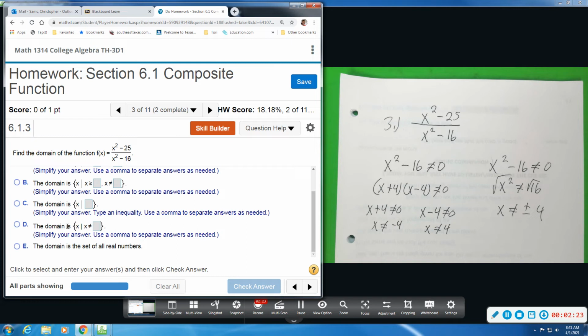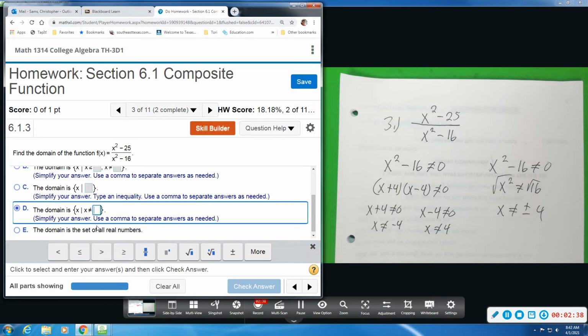So D would be the best way to say that our domain is the set of x values where x is not equal to. So it only removes the one x is not equal to. So we'll say negative 4, comma 4. And you can also do the plus or minus and just say plus or minus 4 here.